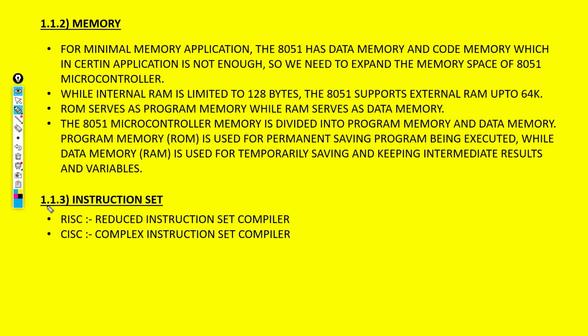Yes. So a microcontroller was divided into three parts, which were bits, memory, and the third one is instruction. The instruction set is not that important. You just have to remember that instruction sets were of two types: RISC and CISC. The full form of RISC is reduced instruction set computer, and CISC is complex instruction set computer. You just have to remember this. It is not that important.